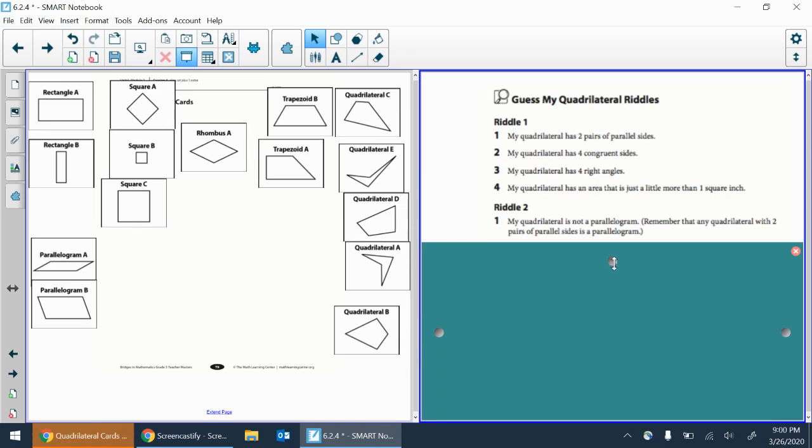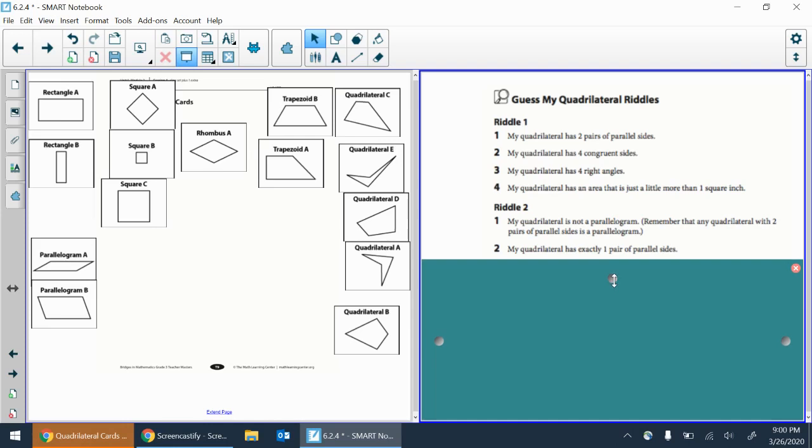Okay. Now that you're back, here's your second clue. Remember, I'm not going to sort quite with you yet. I want to give you a chance to do it on your own. Clue number 2, my quadrilateral has exactly 1 pair of parallel sides. Pause right here, keep sorting. Remember, you're only looking at the ones that match the first and second clue.